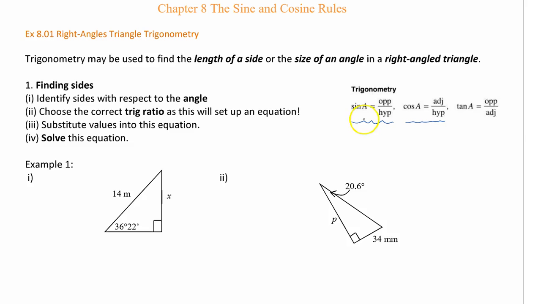Trigonometry allows us, as you can see from this, to create an equation. Anything with an equal sign in it is an equation. And we know that once we have an equation, we can solve that equation. So our algebra skills are going to be important as well throughout this chapter.